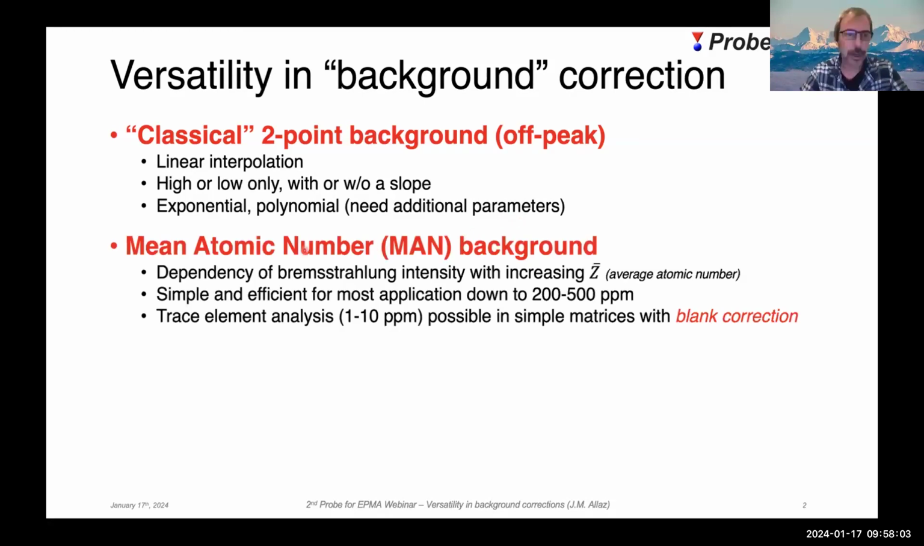Another option, which, to be honest with you, is what I use 95% of the time on my microprobe, is this mean atomic number background correction. This is something that will save you a lot of trouble. This technique relies on the dependency of the bremsstrahlung intensity on the increasing average atomic number, Z-bar. This has been known for a long time, but it is now implemented in Probe for EPMA. It's very simple and efficient for most applications, down to at least 200 to 500 ppm. After that, you may start running into accuracy issues.